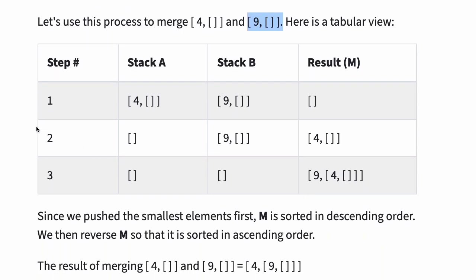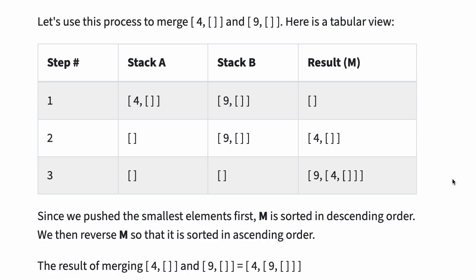Here's a tabular view. Initially, stack A is 4 and stack B is 9, and the result is empty. Since 4 is less than 9, we're going to pop 4 and push it to M. Now stack A is empty. Since stack A is empty, we're going to dump stack B to M. And the result is the stack 9, 4.